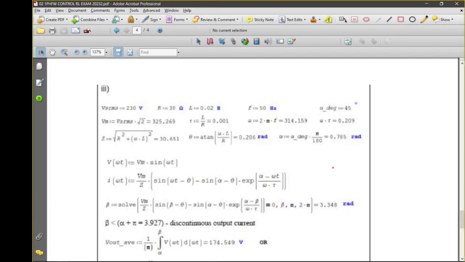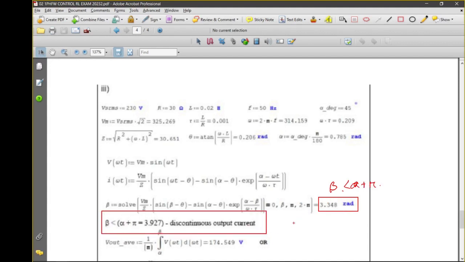But for you, you need to use the calculator, isn't it? Set the calculator, calculate for beta, and you get 3.348. And since this beta is lower than alpha plus pi, isn't it? So this is a discontinuous output current condition.